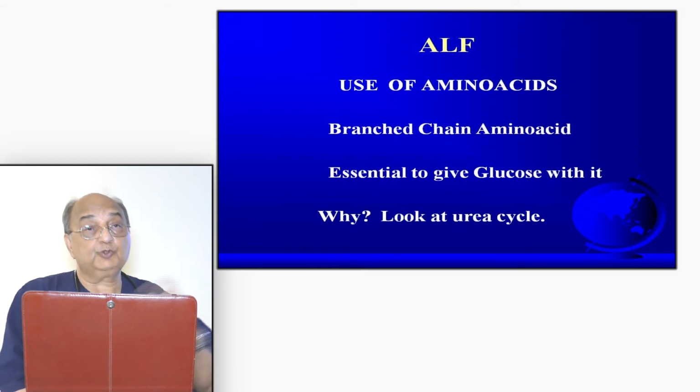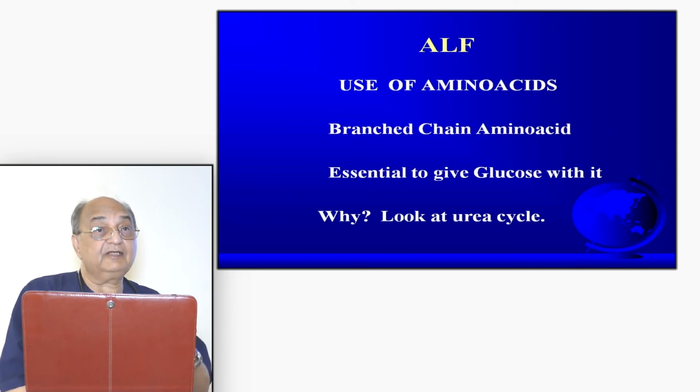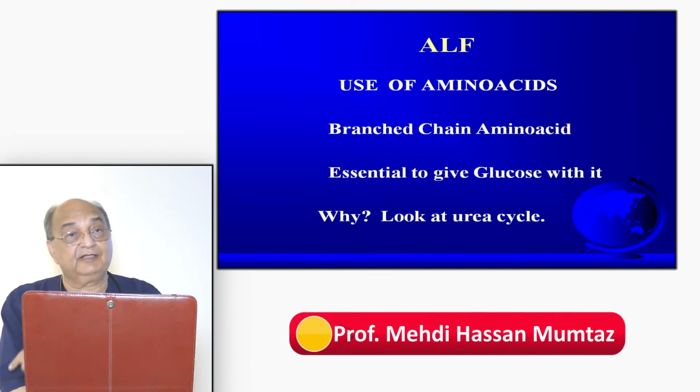And if you look at the cycle, for all reactions to take place, you need energy. So for provision of energy, you need glucose. So whenever you give amino acids in a liver failure patient, always give glucose with it, because you require energy to convert the ammonia into urea.